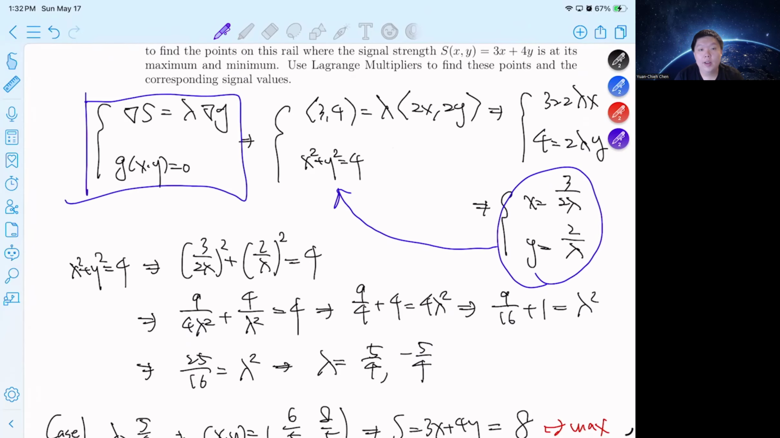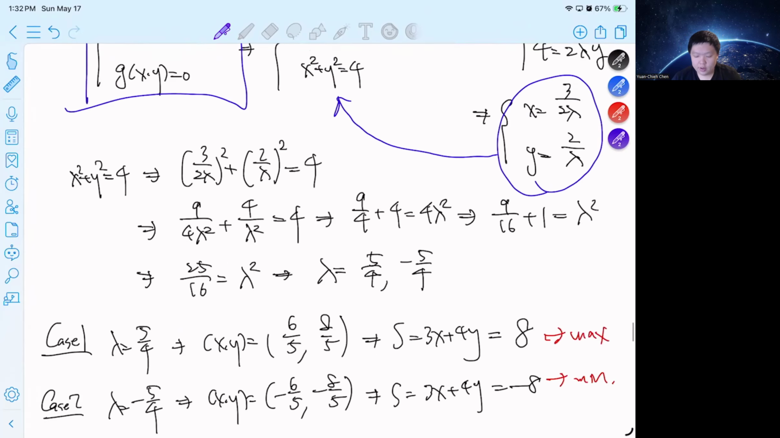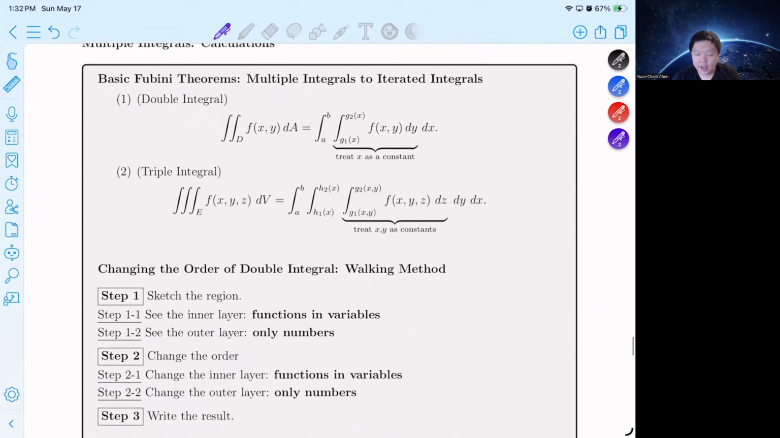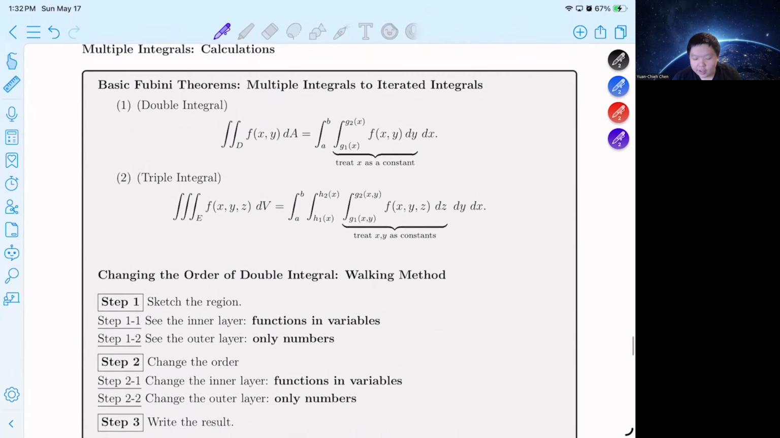You need to know how to set up. Okay. So this is for basically chapter 14. So now we're moving to chapter 15, like multiple integral. And again, as I said in class, at this point in chapter 16, there's 4 of multiple integral. So now we should be really familiar with this kind of thing.